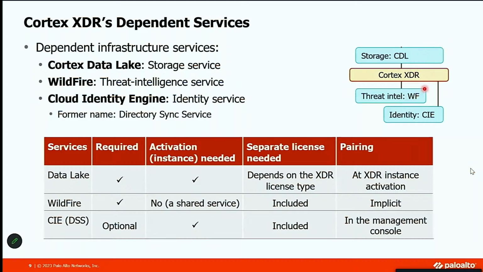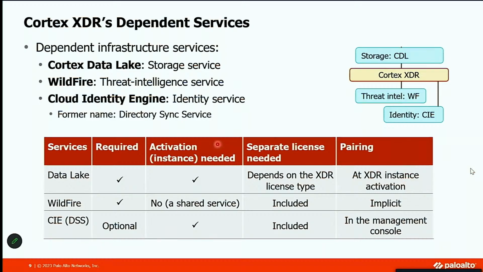We also have Wildfire, a threat intelligence service. Wildfire, remember, is shared, whereas your Cortex Data Lake instance is your company's. Wildfire in Singapore is shared in Singapore. And we also have another service in the cloud. It's free if you want to enable it, called the Cloud Identity Engine. You have to create a CIE instance if you want this, it's free. It'll run in the region you choose. And that way we can integrate your on-prem Active Directory or your Azure AD with Cortex XDR. So it's optional. I don't need this one, but there's always Wildfire. There's always the Cortex Data Lake. So the Cortex Data Lake is required, and a Cortex Data Lake instance is needed. And we perform a pairing of the Data Lake instance with XDR during the XDR instance activation.